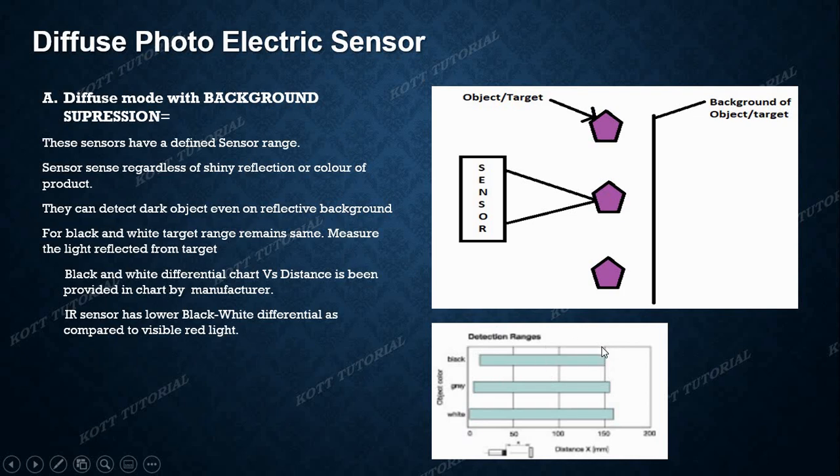So this type of sensor we can successfully use if I am having a multicolor product. If I am having a black color or a gray color or a white color product, and if I am placing it under 150 mm, then it can successfully detect. The only difference is that in the diffuse mode with background suppression, it is having a dead band for a black color. Now what is a dead band?